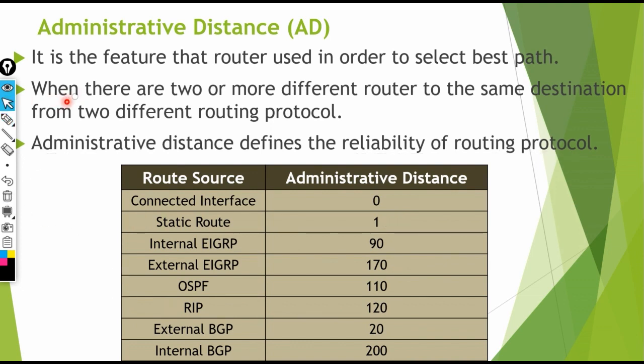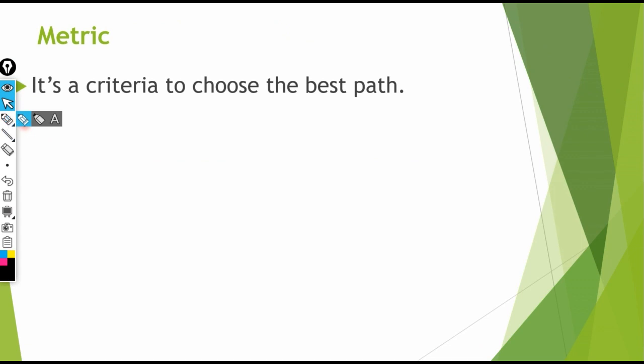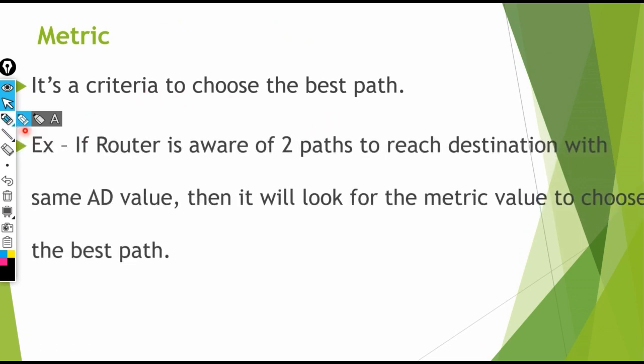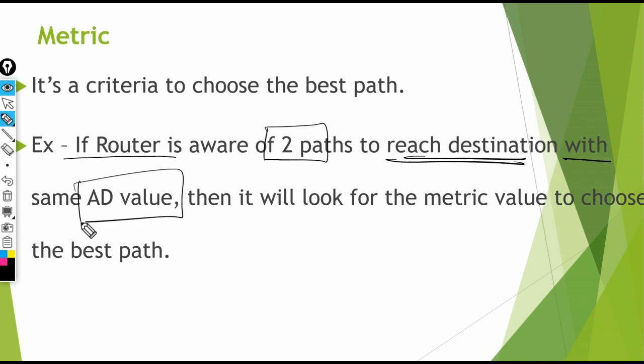Now, metric, as we discussed already, read this. It is a criterion to choose the best path. Read the example: if a router is aware of two paths to reach the destination with the same administrative distance, then the router will look at the metric value to choose the best path.